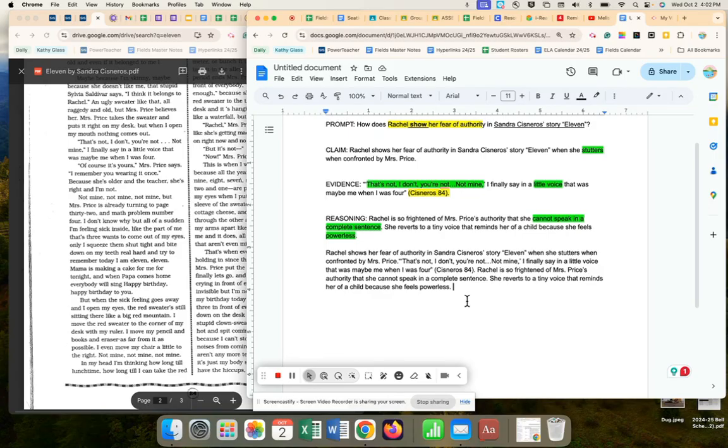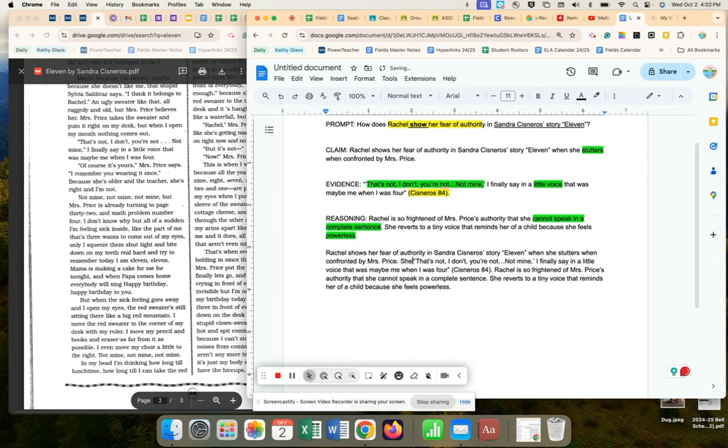There's one thing missing that we didn't do yet. When you have evidence, you always want to lead into it with something. You may remember when teachers tell you, like, "in the text it says." We could be a little bit more zhuzhy about this. Let's be a little bit more clever. So: Rachel shows her fear of authority when she stutters when confronted by Mrs. Price.